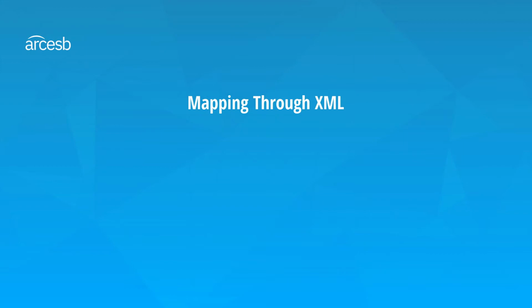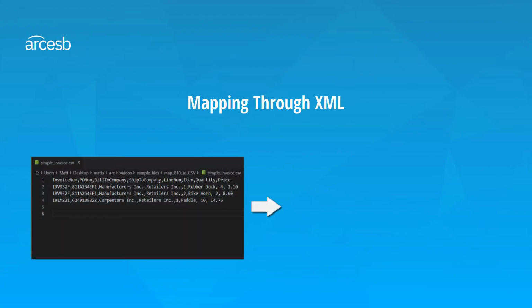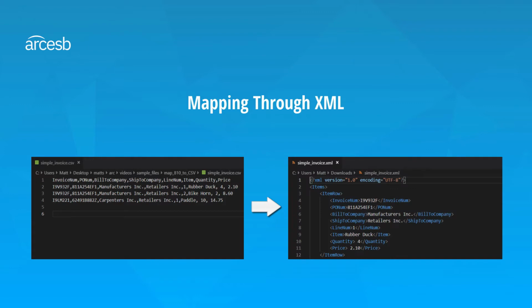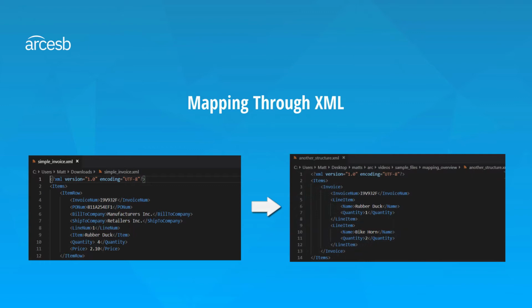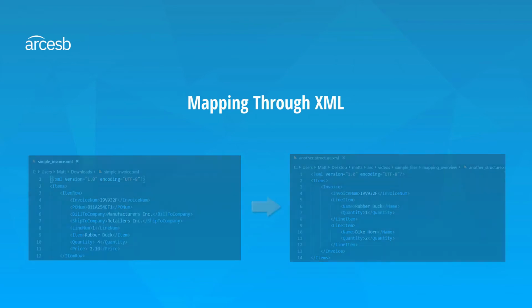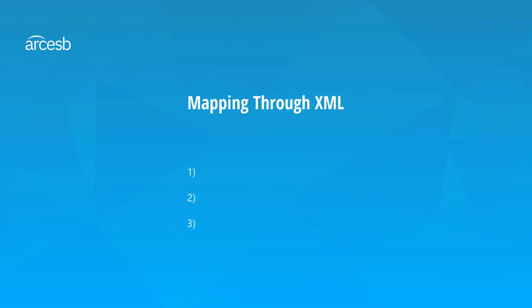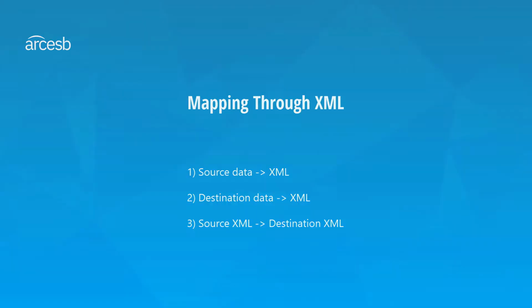Arc uses XML as the common format for mapping and transforming data. First, you translate data into XML as a staging step. Then the actual transformation step involves converting one XML structure into another. So we can think of there being three parts to a data transformation flow. First, I'll translate my sample source data into XML. Second, I'll translate my sample destination data into XML. And third, I establish a mapping relationship between the source XML and the destination XML.